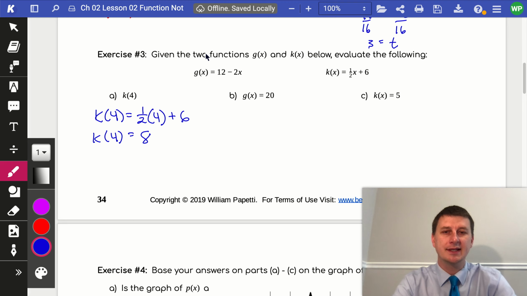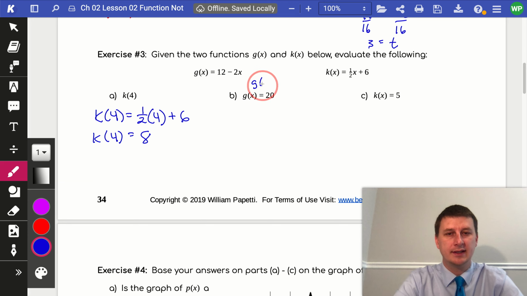Now in part B, it says g of x is equal to 20. So again, if we remember from the last video, g of x equals 20 is something different than g of 20. This does not say g of 20. No way. What this says is that all of g of x is equal to 20. So we're going to be replacing g of x with the value of 20. So instead of g of x, I write 20. And then I recopy the rest of that function, 12 minus 2x.